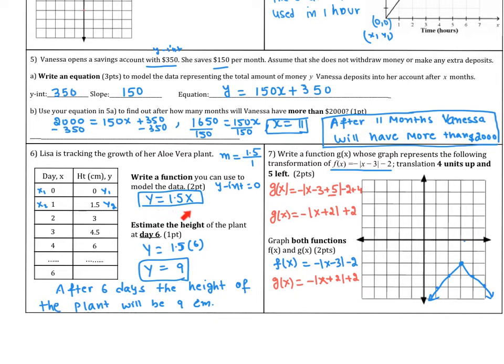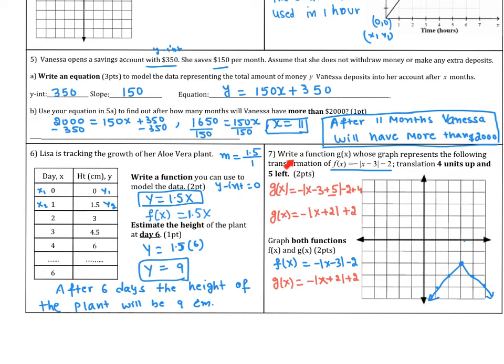equals 1.5x. It said function, so I'm going to write it down. f(x) equals 1.5x. So just to answer the question in the same way it is asked. The next is going to be estimate the height of the plant after 6 days. So x we use for days, so we're going to plug x as 6, and then 1.5 times 6 is 9. So after 6 days, the height of the plant would be 9 centimeters.